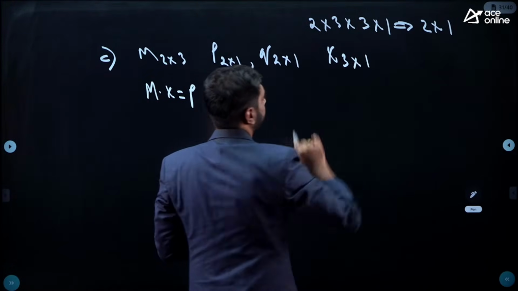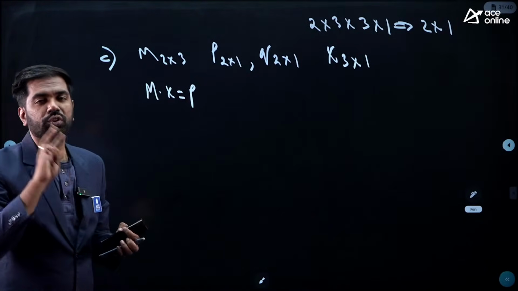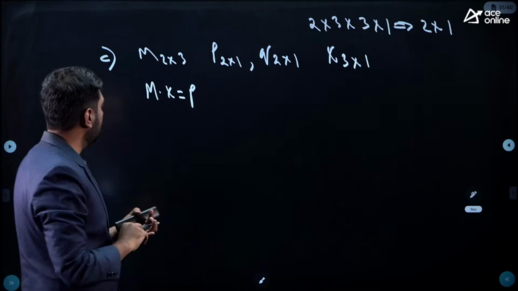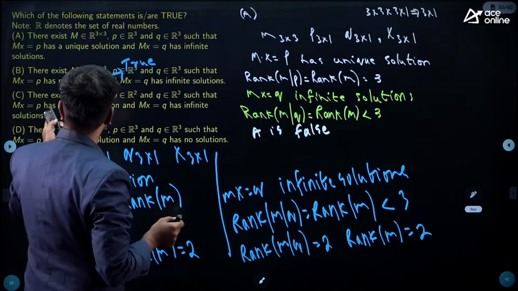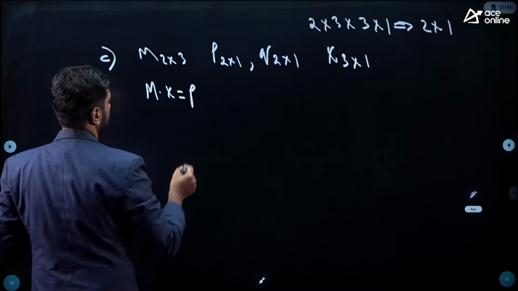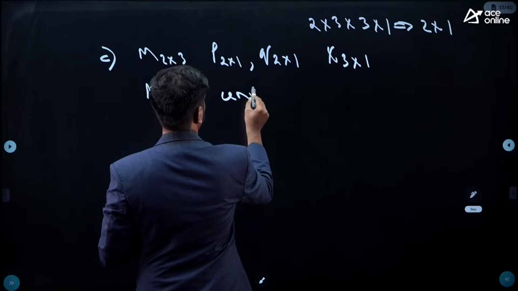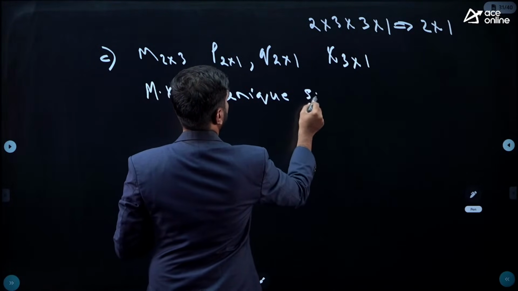So what should x be? X is a 3 cross 1 vector. It will have 3 unknowns. So what's the first thing? He wants Mx equal to P to have a unique solution. So he wants a unique solution.